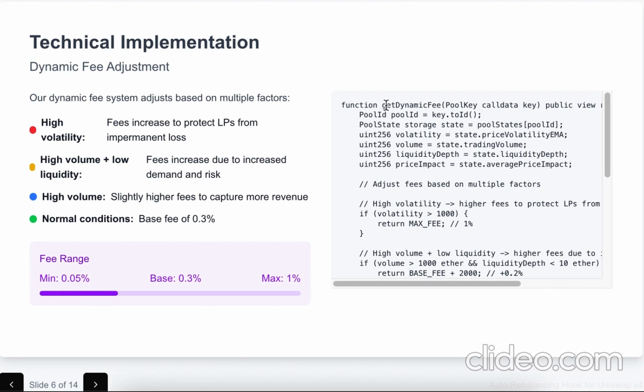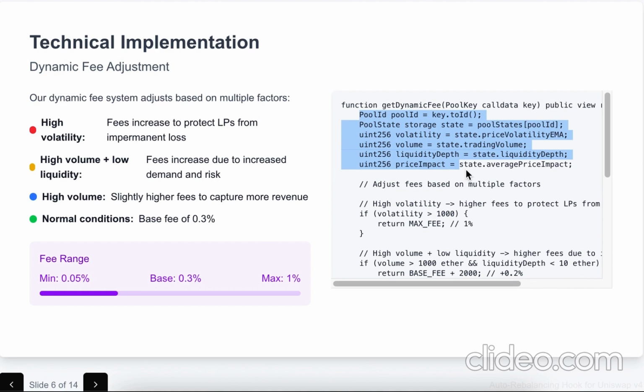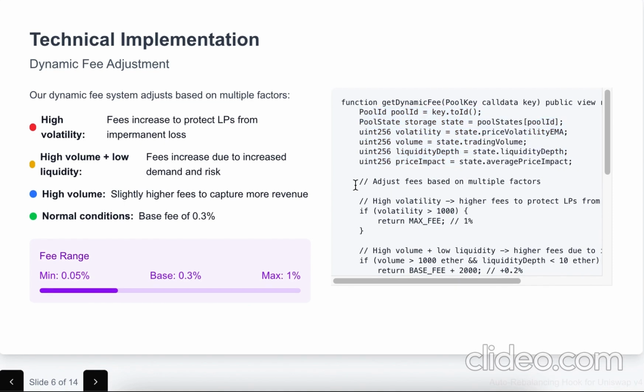The get dynamic fee function calculates the optimal fee tier based on current market conditions. It takes in the pool key as input and returns the fee value in basis points. It then retrieves the pool ID from the key and loads all relevant market metrics from the pool state. Fees are adjusted based on multiple factors. If volatility is very high, it returns the maximum fee of 1%. This protects LPs from impermanent loss during high volatility periods.